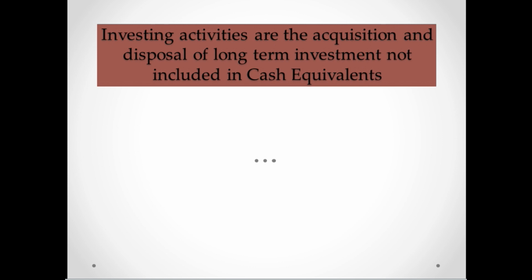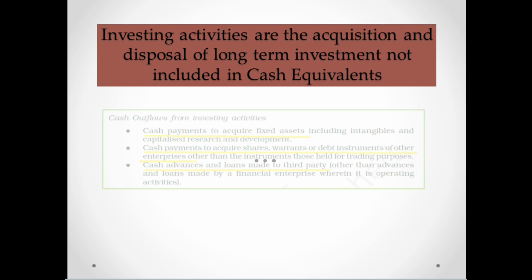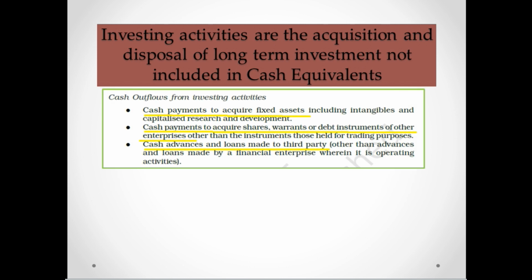Now just look at the investing activity. It considers the acquisition and disposal of long-term investments, that is, investments which are not included in the cash equivalent. First look at the outflows. Outflows means payment for the purchase of fixed assets, including intangible assets like goodwill and patents, and all the other intangible assets included in fixed assets.